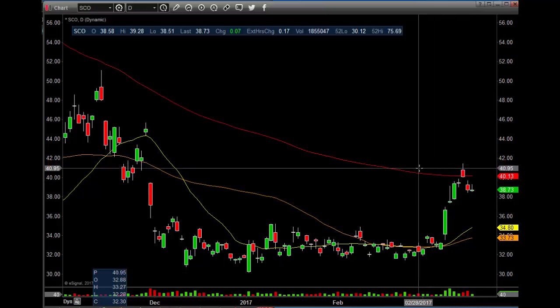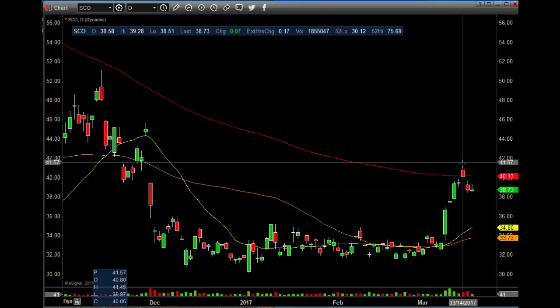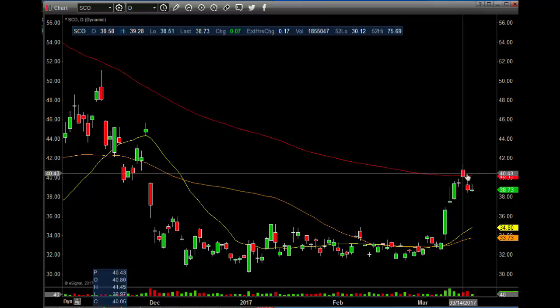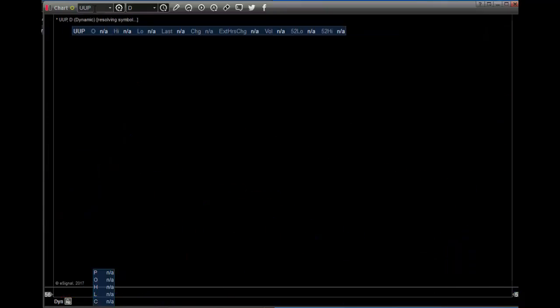Did we fill? No, we didn't fill the gap. We came to the window. Oh yeah, we did have a gap fill here, too. So you had a pretty good area here to pull back with the 200 MA. So expect to pull back, and it did. Let's go to the UUP.